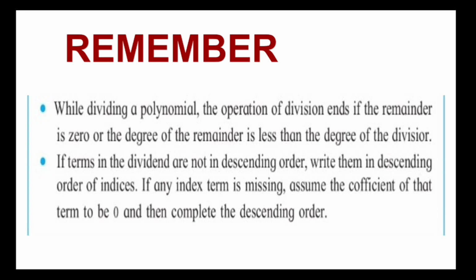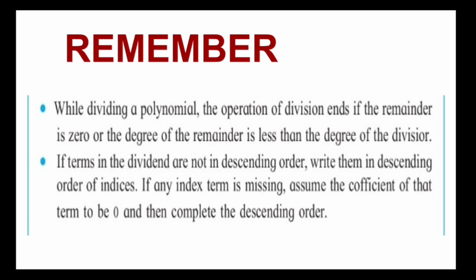Now the second thing which we have to remember is, if the terms in the dividend are not in descending order, write them in the descending order of indices. That means if there is a term with index 4, for example 4x raised to 4, and it is the highest index term, it should be written first. Then after x raised to 4, x raised to 3 should be there, then x square, then x raised to 1. That means the index should be in decreasing order, 4, 3, 2, 1, 0, like that. It should be in the descending order.